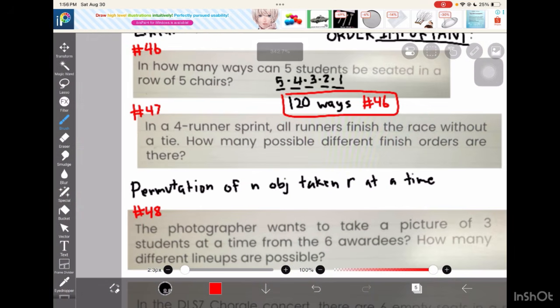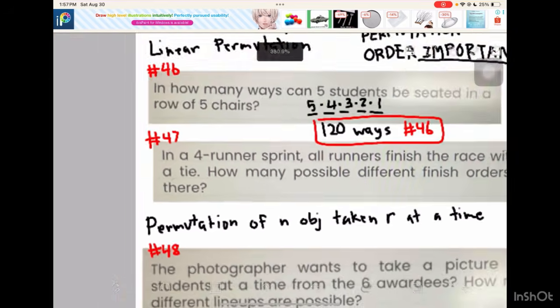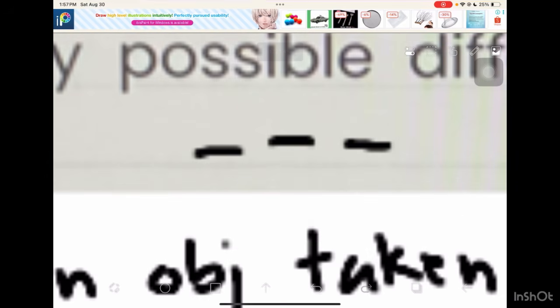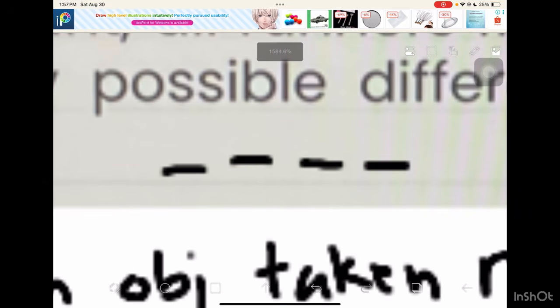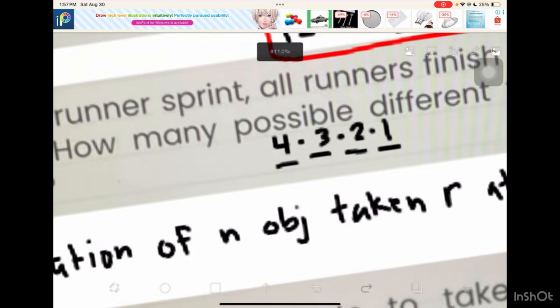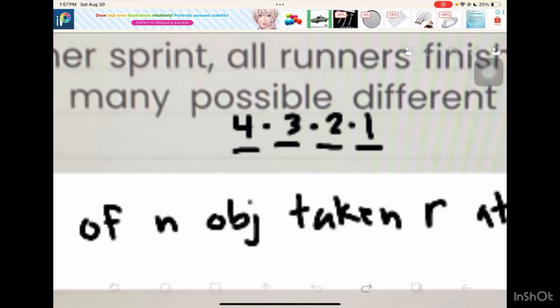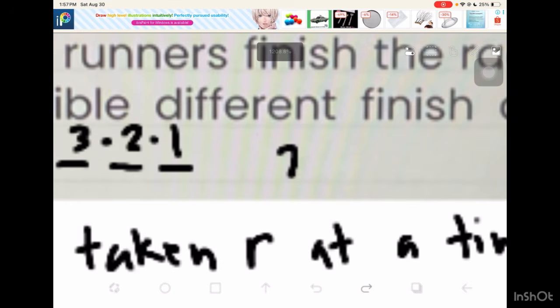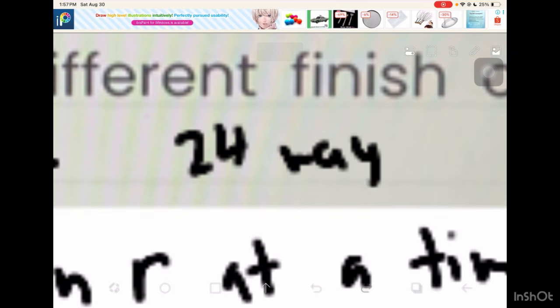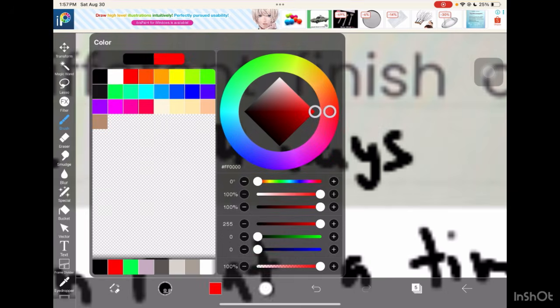Number 47. In a 4-runner sprint, all runners finish the race without a tie. How many finish orders are there? Since there is no tie, we can just do the same thing here. So there are 4 places. We have 4 runners that can take first place, then 3 runners that can take second place, 2 runners that can take third place, and 1 runner takes the last place. So it's just 4 times 3 times 2 times 1, which is 24 ways. And that's our answer for number 47.